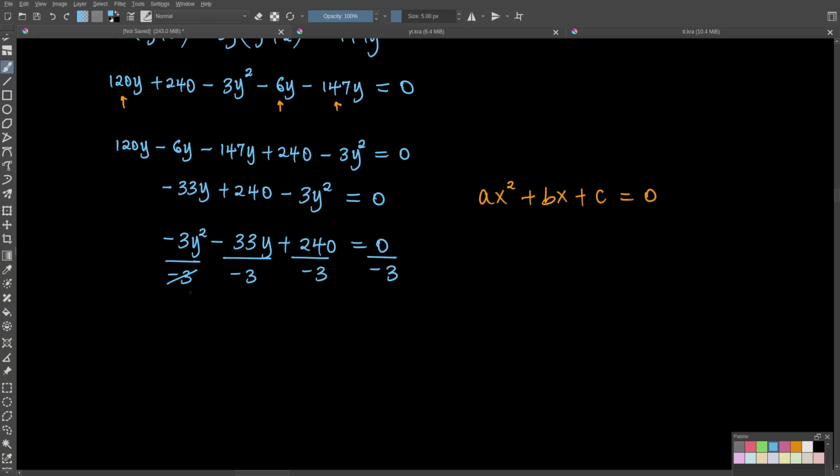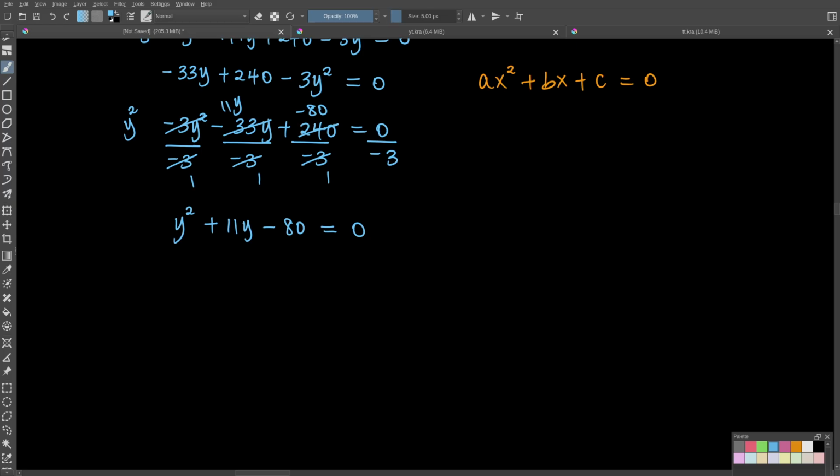3. So by negative 3, 1 by negative 3, we are left with y squared there. So y squared by negative 3, 1 by negative 3. We're only left with y, since this is like negative 33y divided by negative 3. Oh, oops, actually not y. We are left with 11y. So this becomes plus 11y. And then by negative 3, 1 by negative 3, that's going to be negative 80. So minus 80 is equals to 0, since 0 divided by anything is 0.